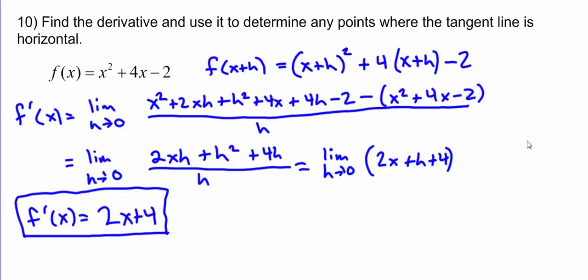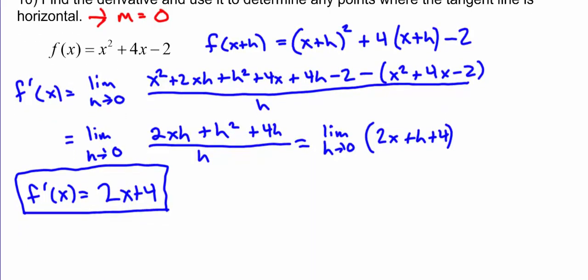All right, now there's one additional step here. It says determine any points where the tangent line is horizontal. Now here's where we have to think about this for a moment. Horizontal, what does that mean? Well, horizontal lines have a slope of exactly 0. And this is what's so cool about derivatives. Now that I know the derivative is 2x plus 4, if I say 2x plus 4 equals 0, real quickly you'll see x equals -2. That tells me some really interesting information.